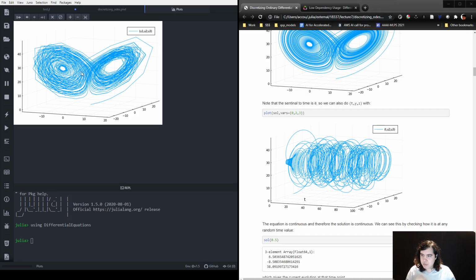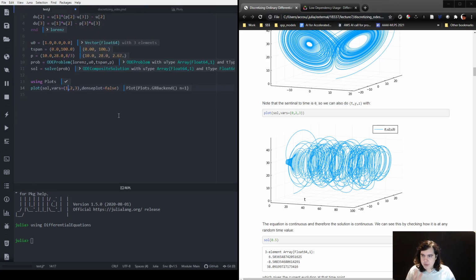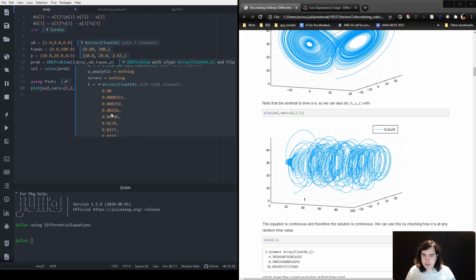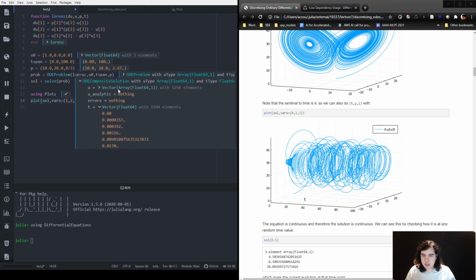It doesn't look so round anymore. And the reason is because a solution to a differential equation, remember, is a continuous object, while its computational solution is a discrete object. So if we actually look into the solution object, we'll find that there is a t vector, which is all the t's that it chose to step to, which are discrete values of t, which have discrete values of u.